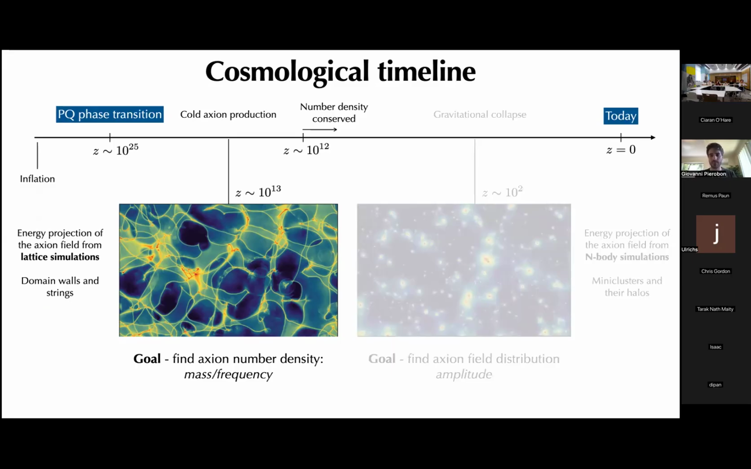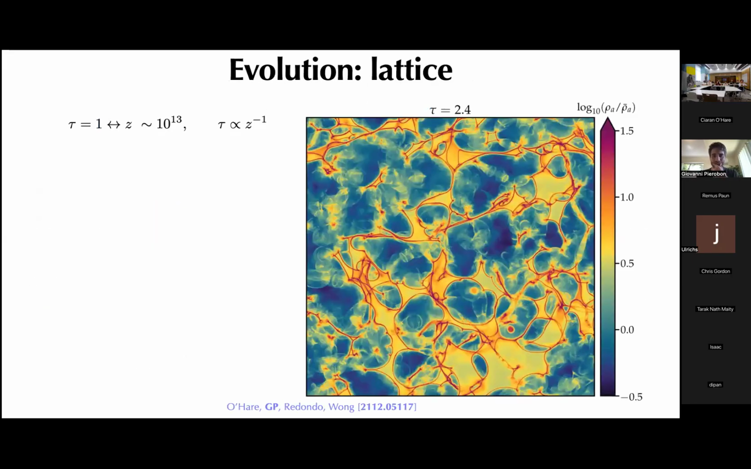So let's look at the first part. You will see shortly a movie of one of these simulations. Just to provide context, we are normalizing so that tau equal to 1 is essentially the time where the mass is comparable to the Hubble scale, so when the oscillations start and the axion mass becomes relevant, and then tau scales like the scale factor in a way.